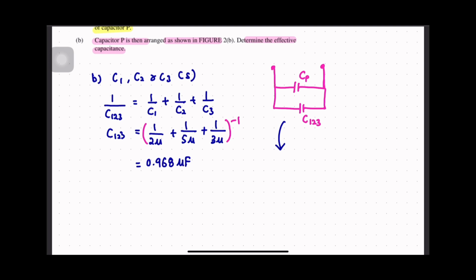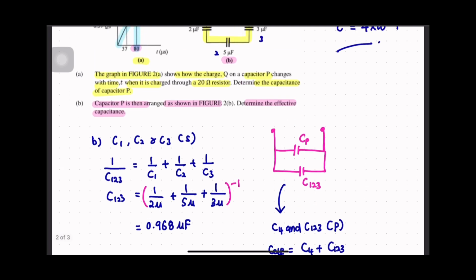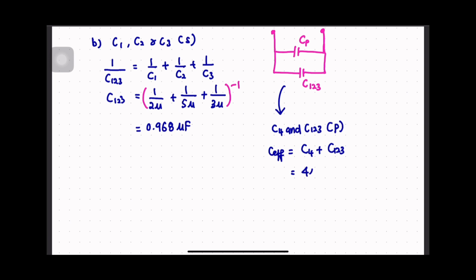Okay, so next kita nak selesaikan yang ni lah. So it will be C4 and C123 are parallel. Okay, so parallel means C effective is equal to C4 plus C123. C4 is 4 micro, 4 micro plus 0.968 micro. So it will be 4.968 microfarad. Okay, so this is C effective.